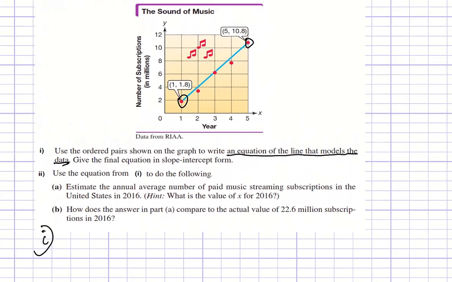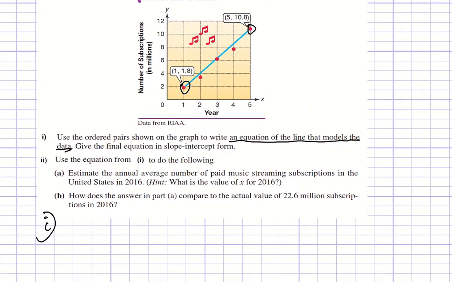Roman numeral I. They give you two ordered pairs, (1, 1.8) and (5, 10.8). They say we're looking for an equation in slope-intercept form. I'm looking for an equation, which is the same thing we did before.